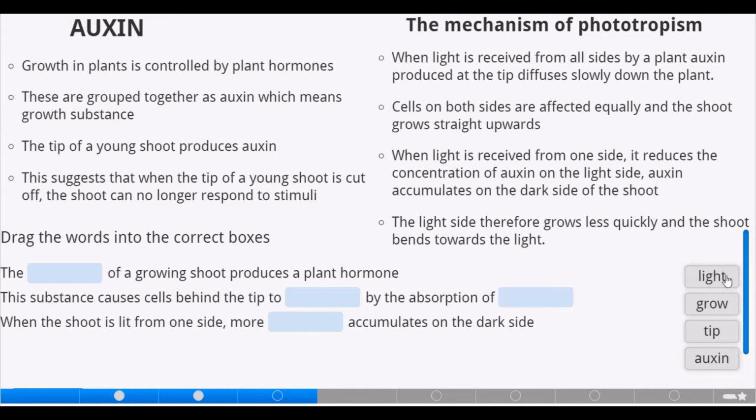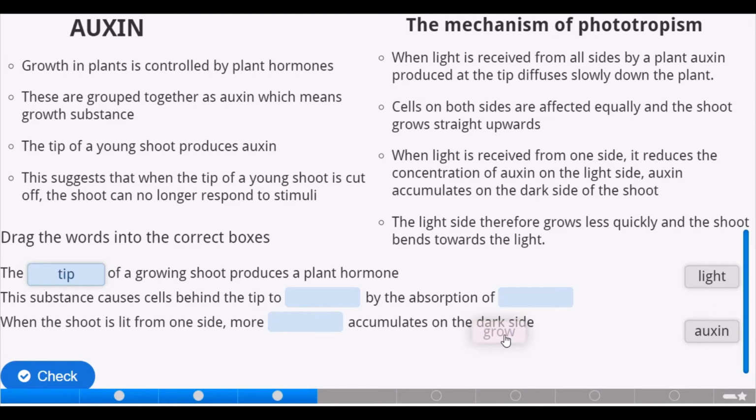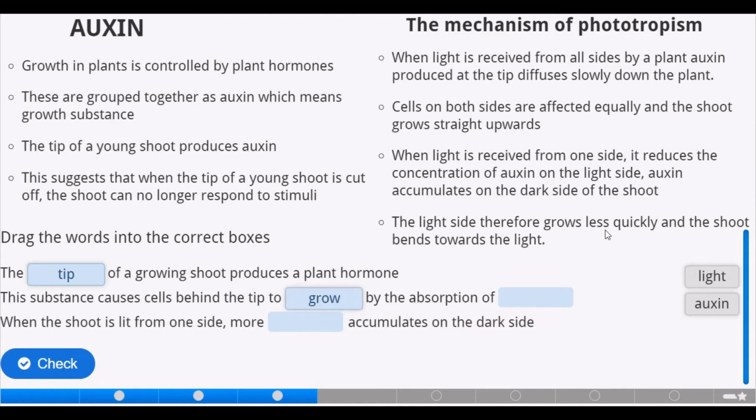Drag the words into the correct boxes. The tip of a growing shoot produces a plant hormone. The tip. This substance causes cells behind the tip to grow. When the shoot is lit from one side, more auxin accumulates on the dark side.